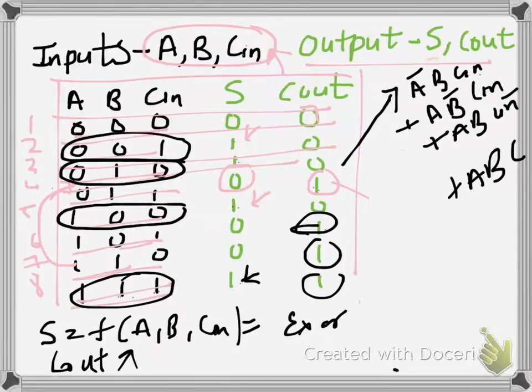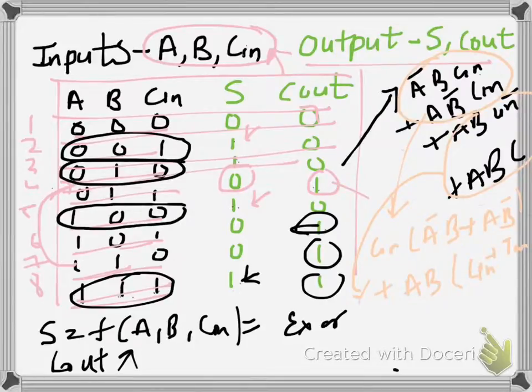So to simplify it, I am just clubbing these two terms as well as these two terms. So this gives me C in will come out to be common and it will be A bar B plus A B bar, right? And these two terms will give me AB will come out to be common and this will be C in plus C in bar. So if I solve it further, this comes out to be C in into A XOR B.